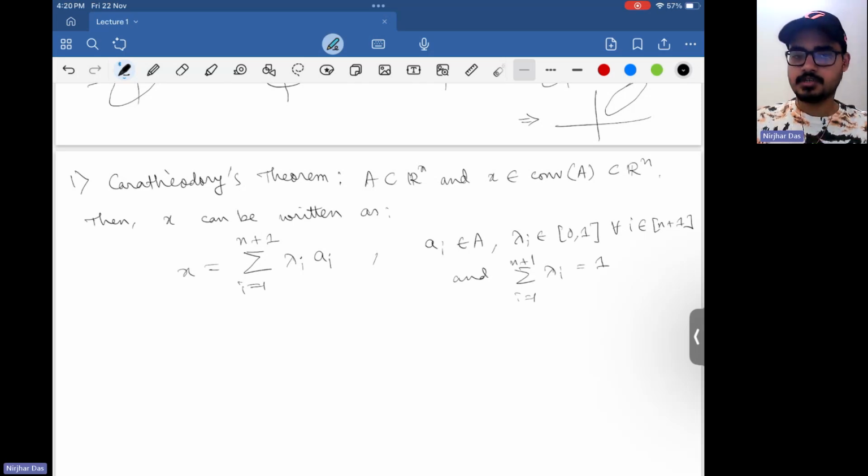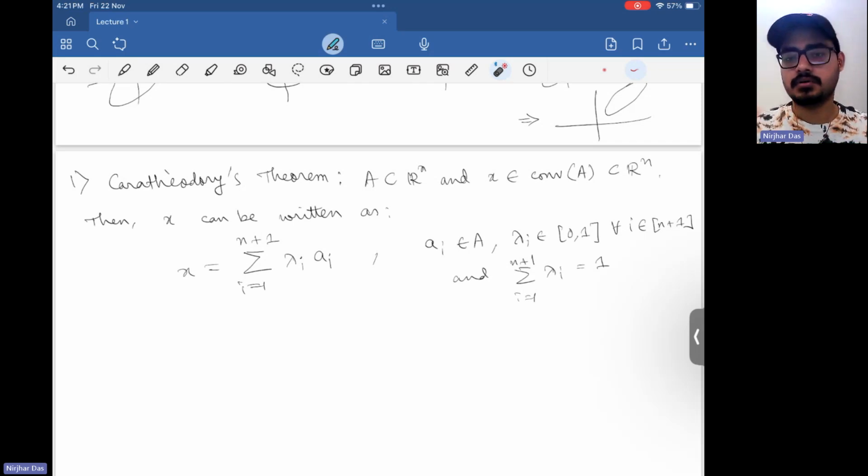So it basically says that you just need at most n plus 1 points, right? And this lambda, writing it this way, basically you can allow certain lambda_i to be 0. So indeed you can even have fewer a_i that you need to express X. But the power of this theorem is that it says that at most n plus 1 is sufficient.